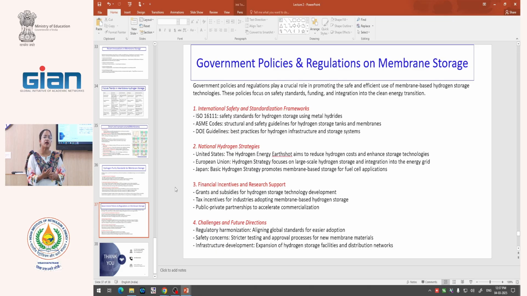So these are some of the economics which we have to keep in mind: the pore size should be as minimal as possible. It should be thin and it should also have very low porosity.